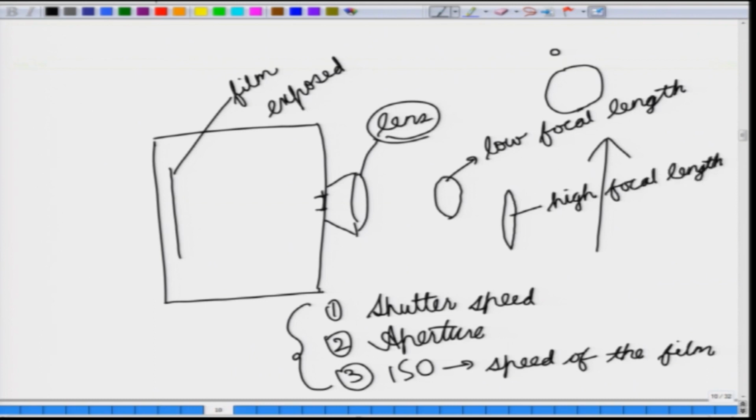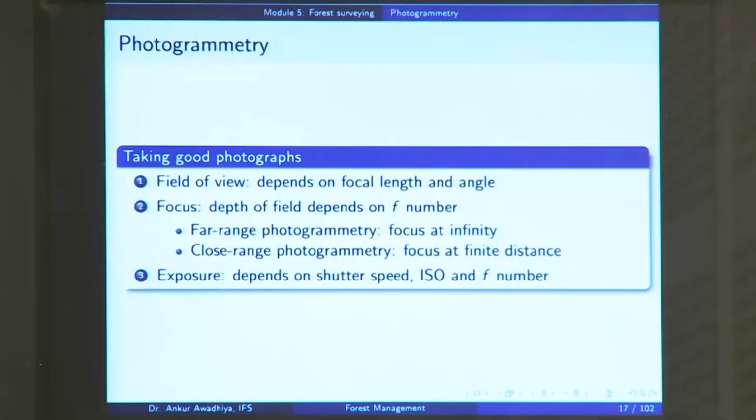Now, both of these lenses will be able to focus the light that is coming from the object onto the film, but if you are making use of a short focal length lens, in that case you will be able to see a wider area in your image, whereas if you are using a long focal length lens, in that case you will be able to see only a very small amount of the whole field of view. So, the picture that you will get will depend on all of these factors.